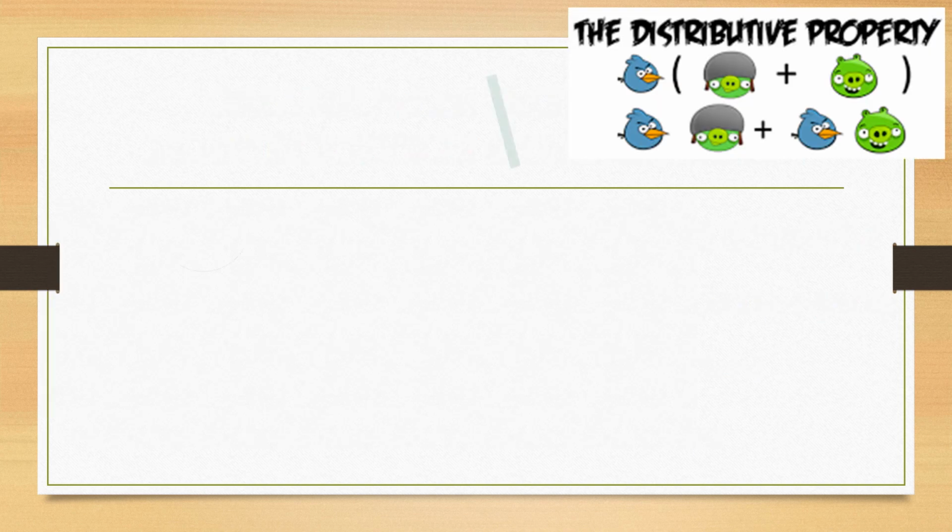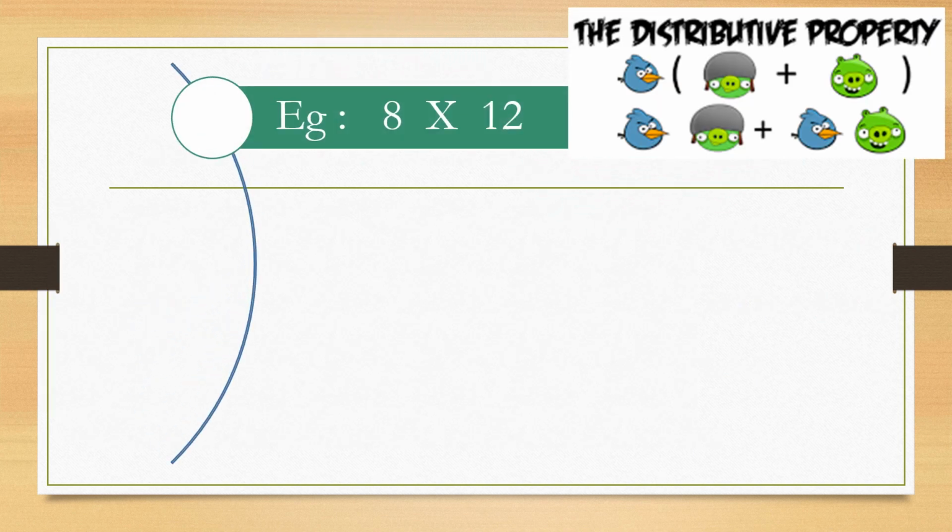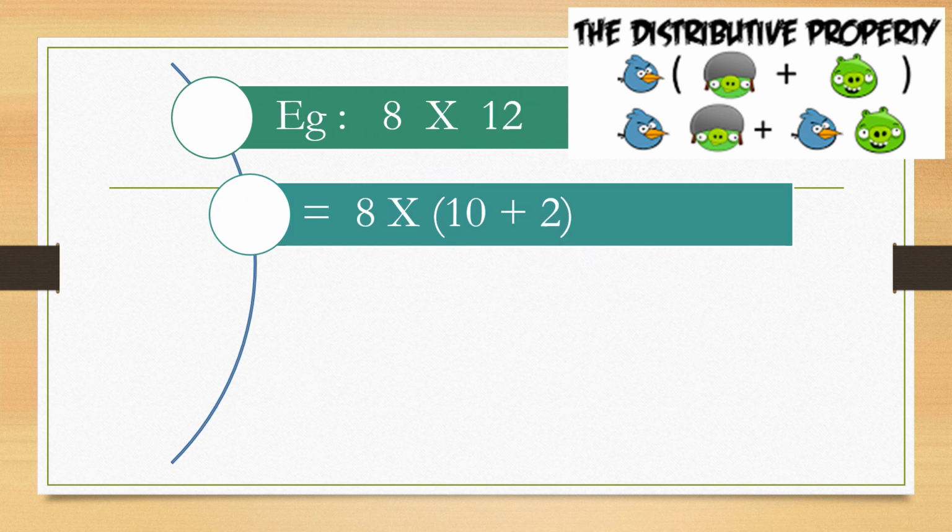Now let's take an example of 8 multiplied by 12. Let us use the distributive property. So the first step you're going to do is split the second number, that is 12, in terms of tens and ones. So we write it as 8 multiplied by, open the bracket, 10 plus 2 and close the bracket.